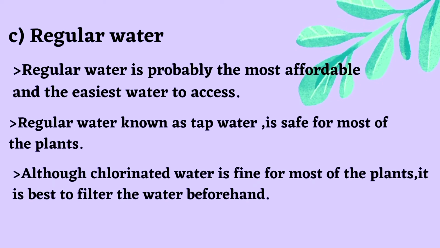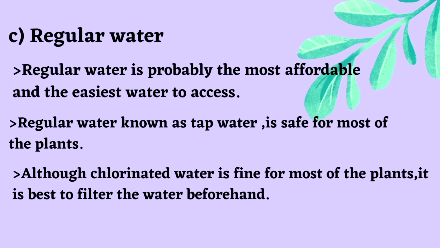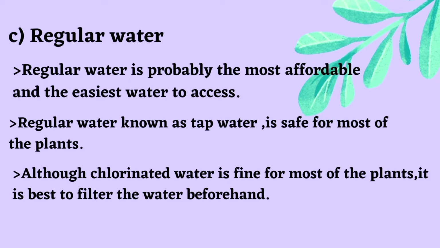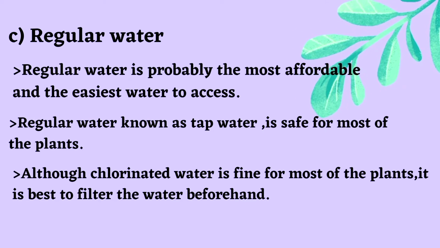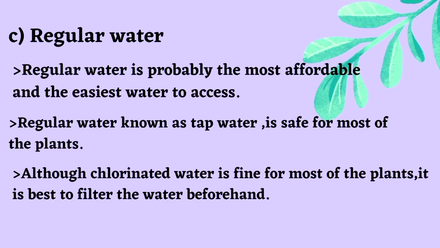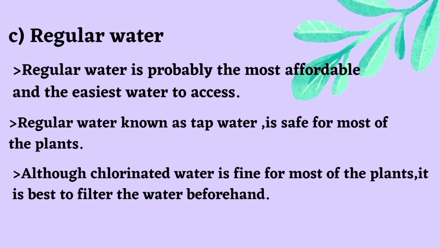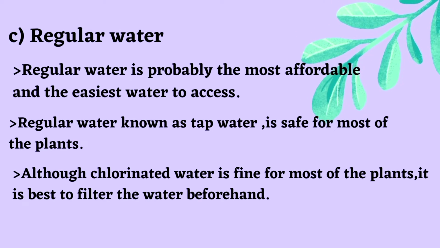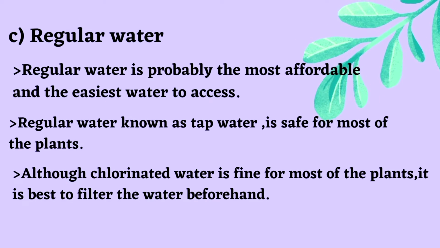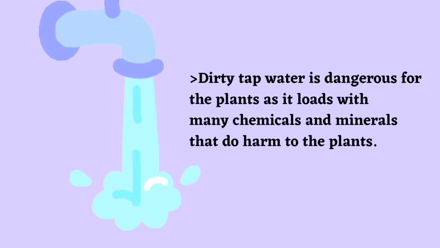C. Regular water. Regular water is probably the most affordable and the easiest water to access. Regular water, known as tap water, is safe for most of the plants. Although chlorinated water is fine for most of the plants, it is best to filter the water beforehand. Dirty tap water is dangerous for the plants as it is loaded with many chemicals and minerals that do harm to the plants.